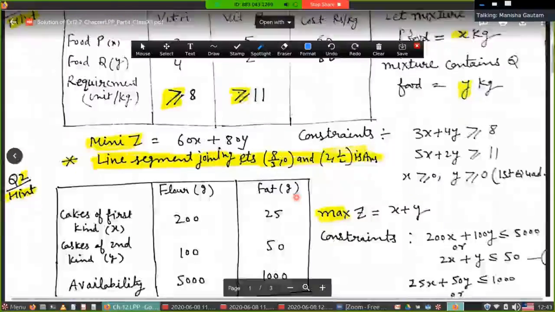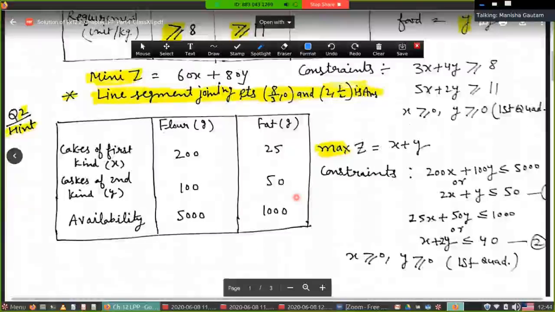In question number two, you have to make 2 types of cakes. Let the first type of cakes be X and the second type of cakes be Y. You have to read the statement from your NCERT book. I have not written the statement here; I am just discussing the hints of the questions. Open the book and read the statement carefully. You have to maximize the number of cakes, so maximize Z equals X plus Y.